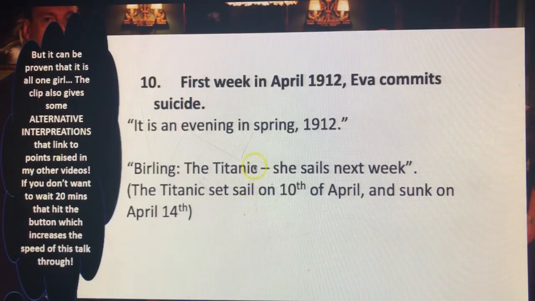Now, she dies at a really significant time. So she dies in the first week in April 1912, and she commits suicide. How close to April Fool's Day must that be? Spring is symbolic of new beginnings, and of course the opposite is true for Eva. She's committed suicide. It's an ending, it's not a new beginning at all. However, the new beginning is also coming from her tragedy.